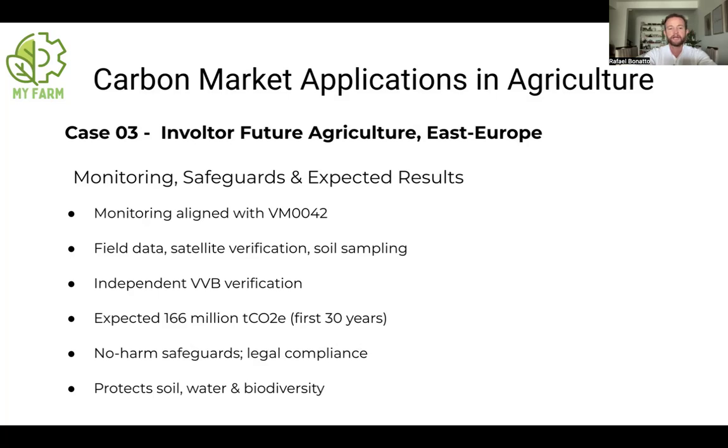There is no harm, safeguards, or legal compliance issue. This project, when a farm or when a country gets into this, there is no problem with them. They won't have any problem with other projects. They don't have any legal problem with the compliance, because projects must be very transparent on that. So a farmer, when joining the program, must have their own independence to walk in and out, so avoiding legal compliance and any problem. And the main goal, expected result, is protect soil, water, and biodiversity.